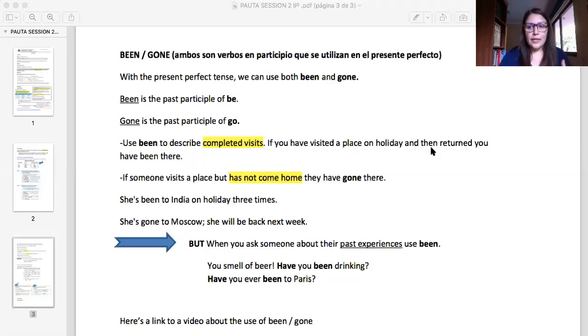We use been to talk about completed visits. For example, I have been to the park. It means that I went to the park and then I came back home. But if I have gone to the park, it means that I am still in the park. I haven't gone home.